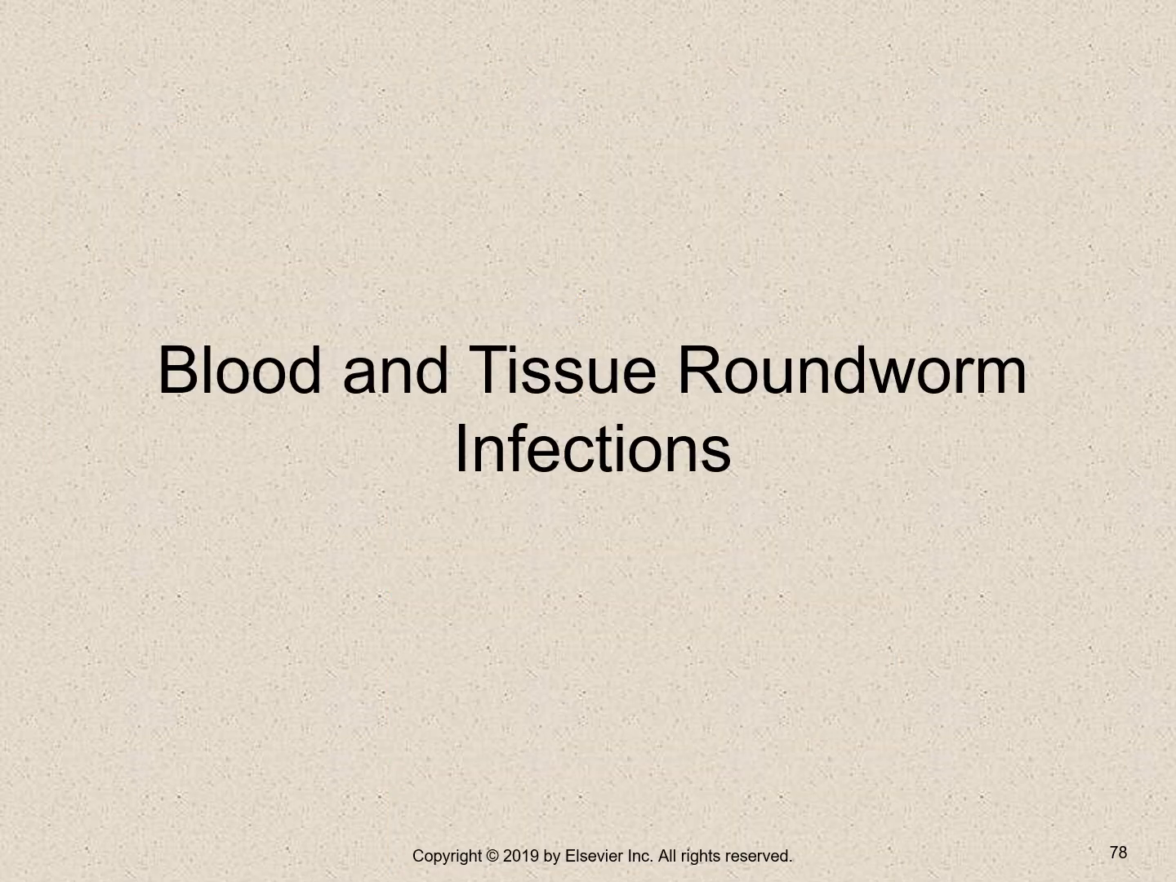So the next few roundworms we'll discuss are those that can be found in blood and tissue, because up to this point the roundworms we were discussing were involved in the intestinal tract.